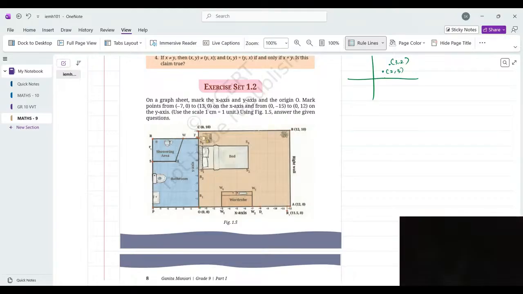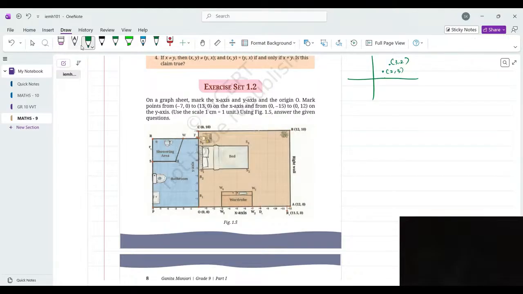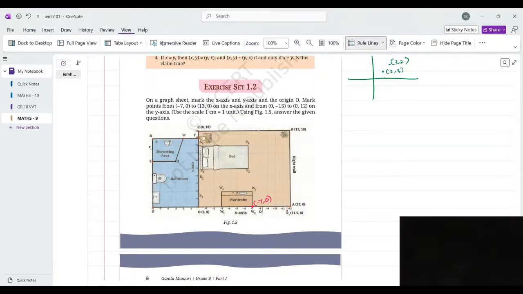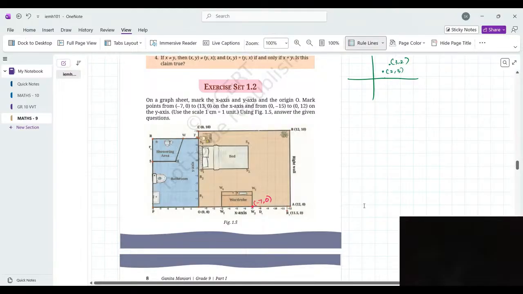So this is the intersection of the x-axis and y-axis. Let us mark -7, 0. Next, 13, 0. So this is going to be 13, 0. Let me consider the graph paper.